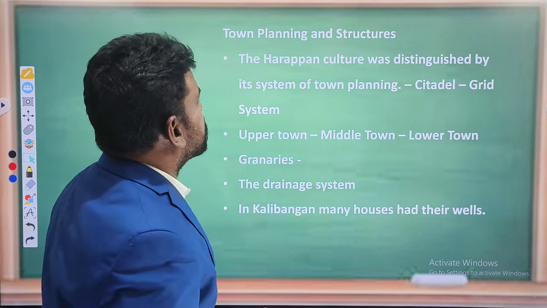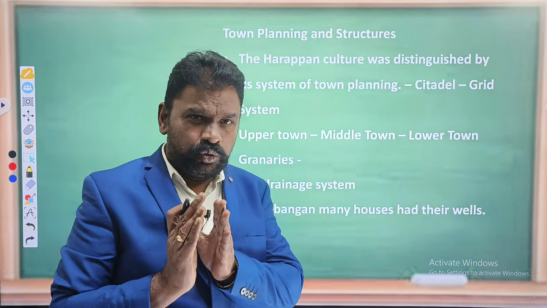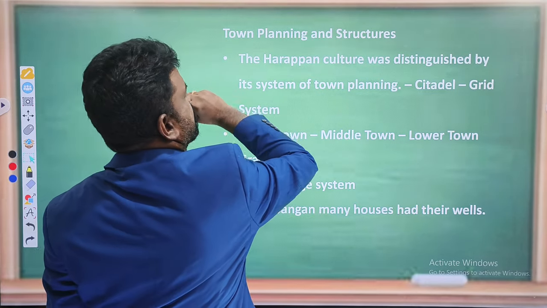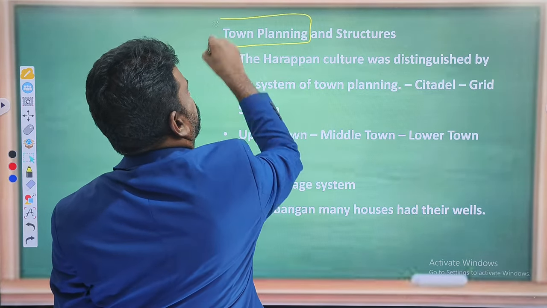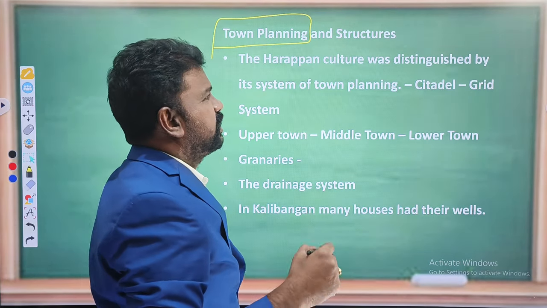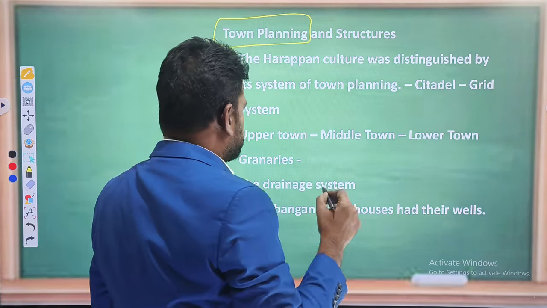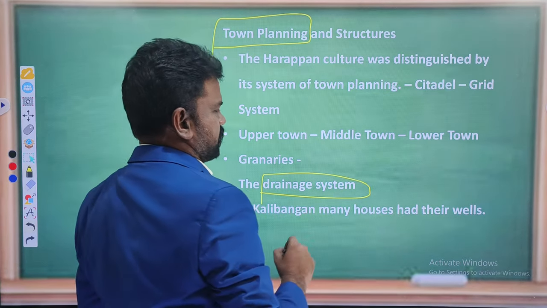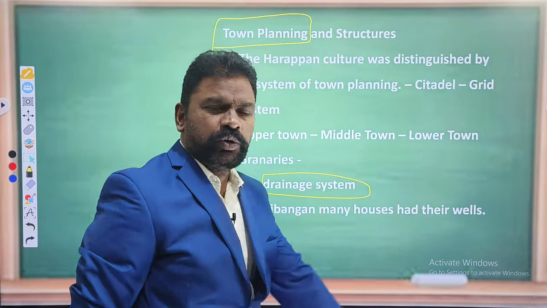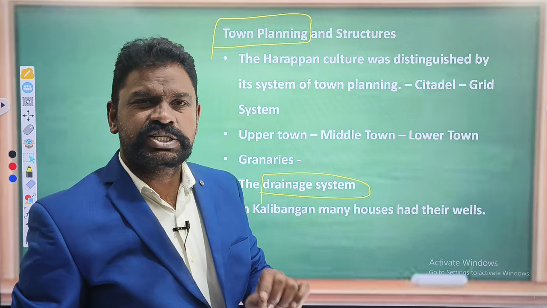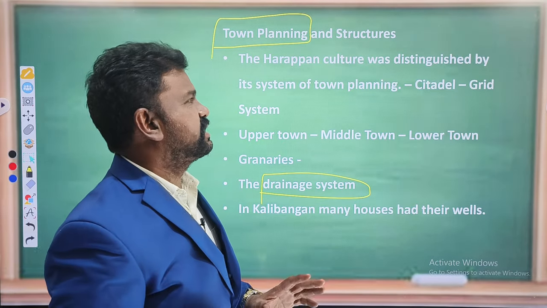In the Indus Valley Civilization, you have to remember one thing. A special feature of the Indus Valley Civilization is town planning. A peculiar feature of the Indus Valley Civilization is the drainage system. You will find a drainage system only in the Indus Valley Civilization. In no contemporary civilization can you find a drainage system.